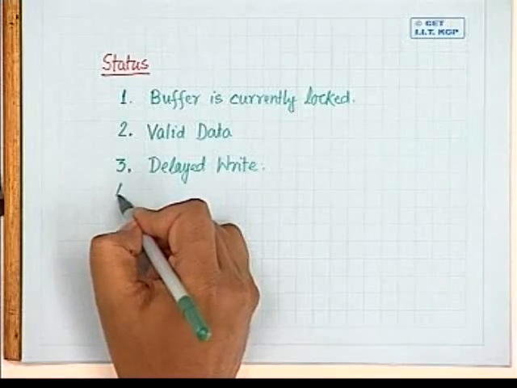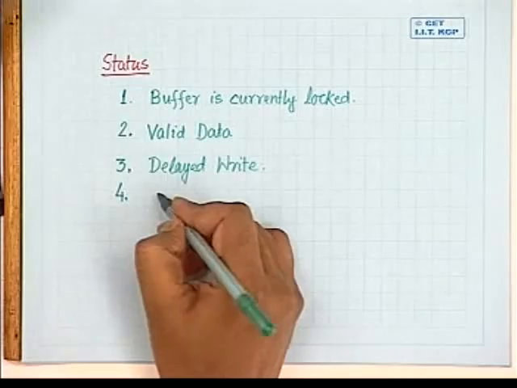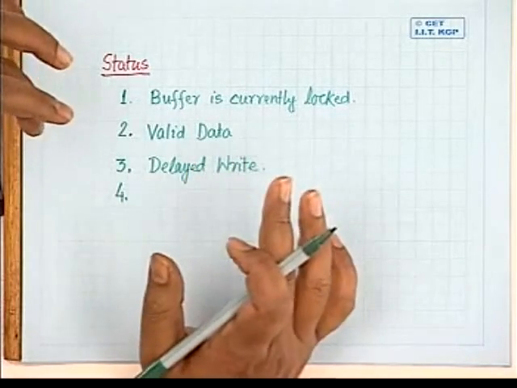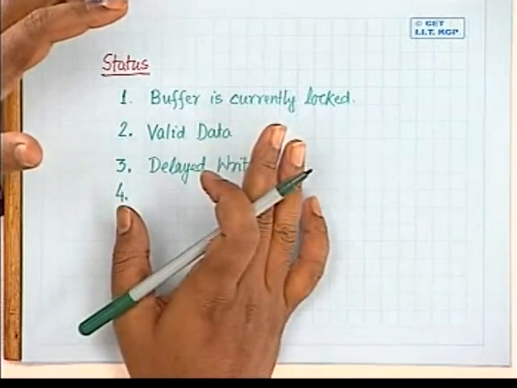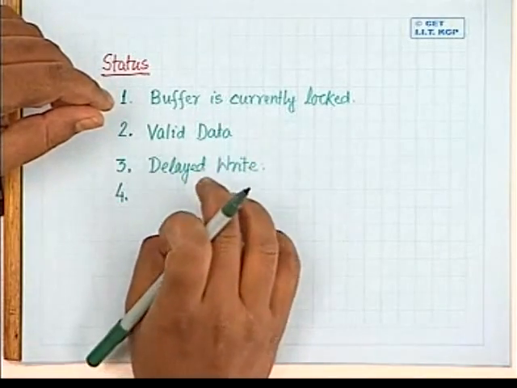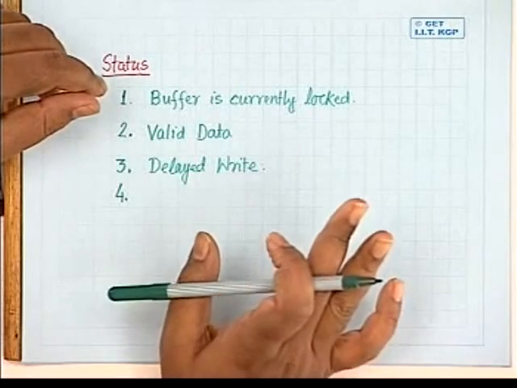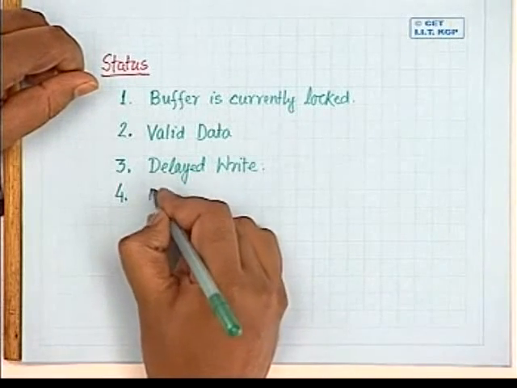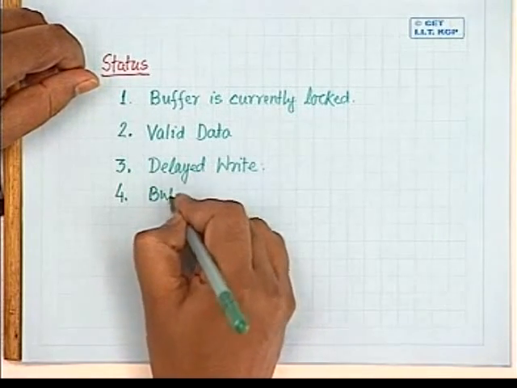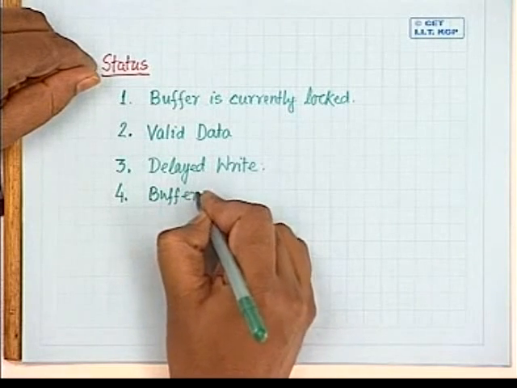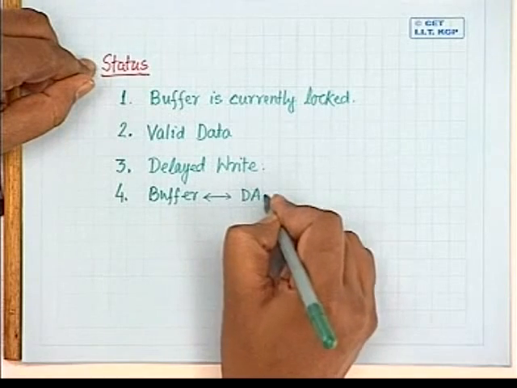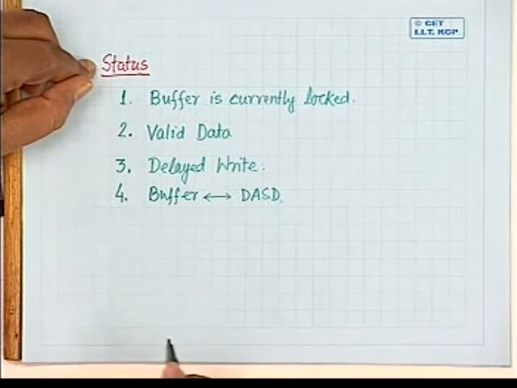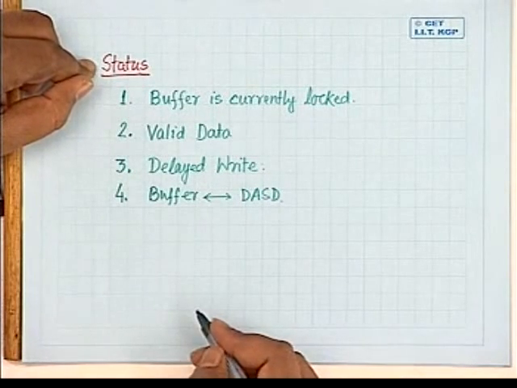Then the other information is whether the buffer is used for reading data from secondary storage into the buffer, or for writing data from the buffer onto secondary storage. So the information can be that the kernel is currently using the buffer for transferring data between the buffer and, say, DASD. This can be another information.